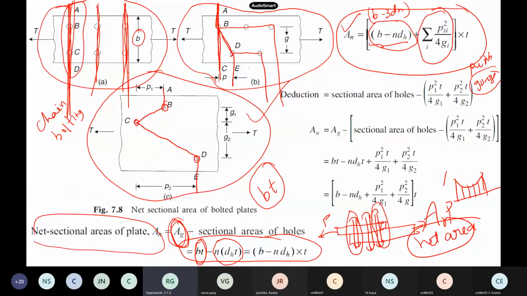How to calculate the net area? This is very easy when you have this type of chain bolting. But when you have staggered bolting, we have a problem here. So what the code says is, this is the net area, and if it is a staggered connection, you have to add extra. So whose formula is this? P square by 4G. Last class I told you, right?